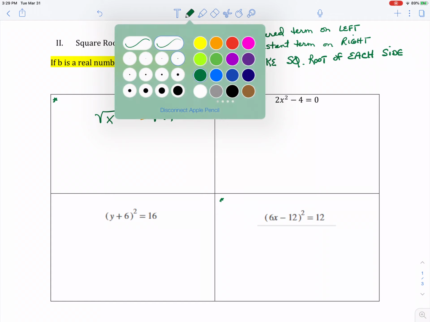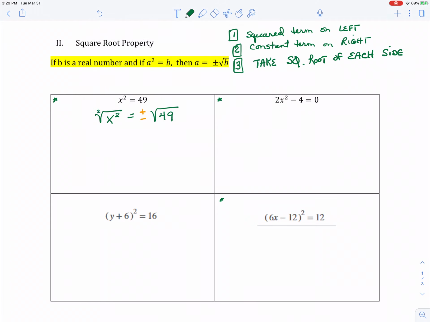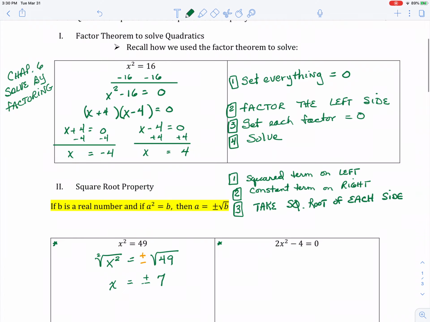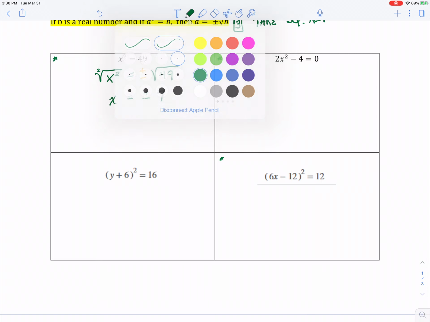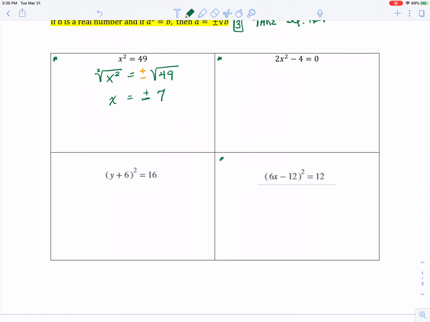All right, so going back and finishing up, the square root of x squared is x, and the square root of 49 is plus or minus 7. Generally, if you were putting it in a solution set, you might put negative 7 and positive 7 separated with a comma. So you may see different ways of writing the answer.